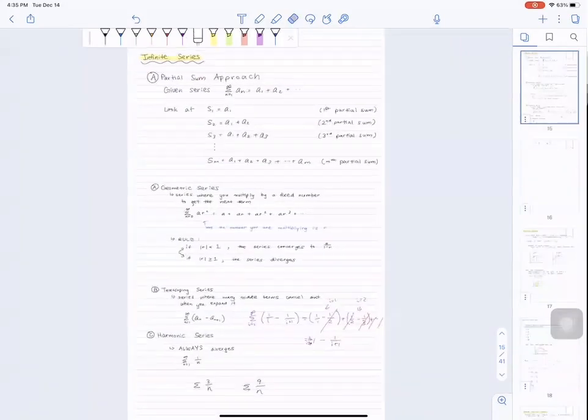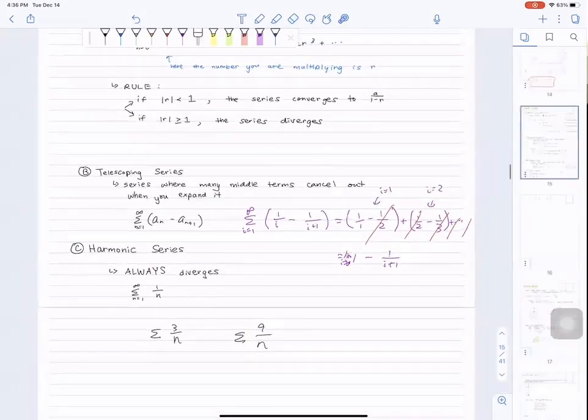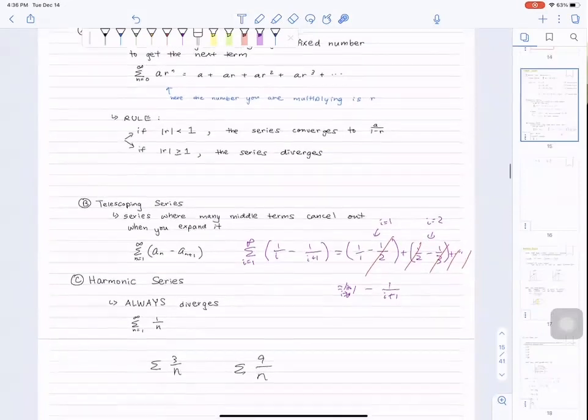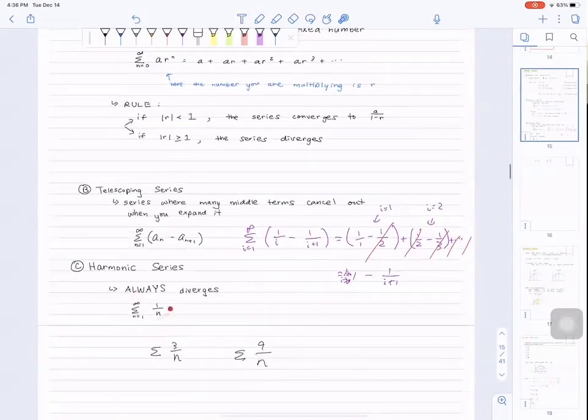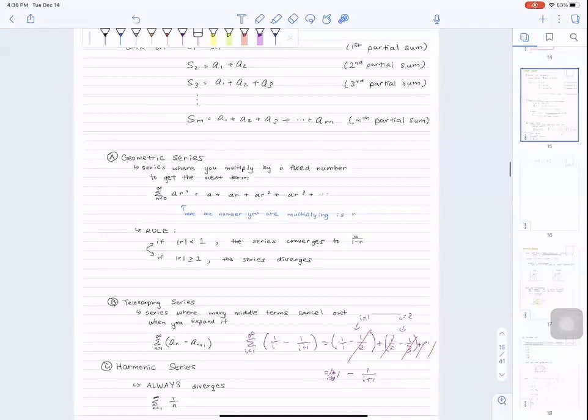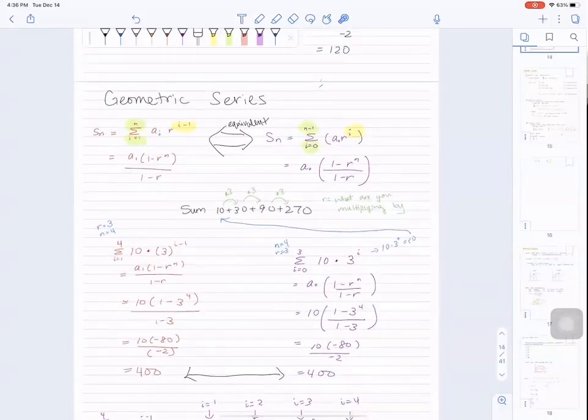So diverging just means that the limit or your sum doesn't exist. So converging would mean that this equals some number, but because it diverges, it doesn't equal some number. Diverging means that your sum doesn't exist, whereas converging, like here, this sum converges because we got that the sum equals 400.